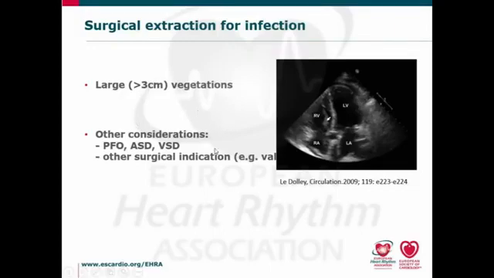Other considerations also for surgical extraction are shunts. Now, as you will be seeing in a case tomorrow, patent foramen ovale is not a contraindication to lead extraction, but right to left shunts are. So in these cases, it certainly is more safe to take the leads out surgically.